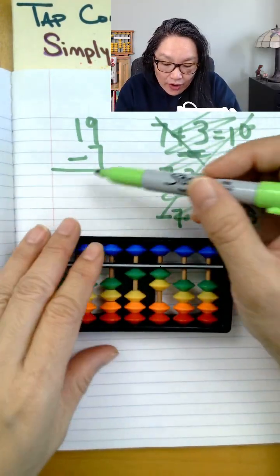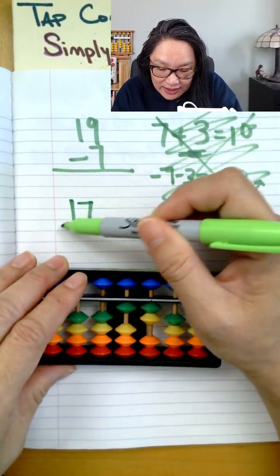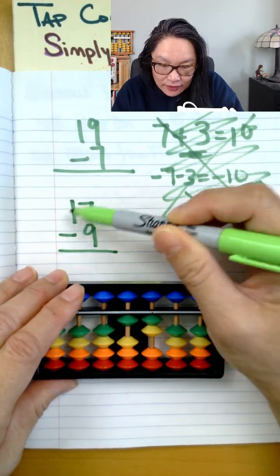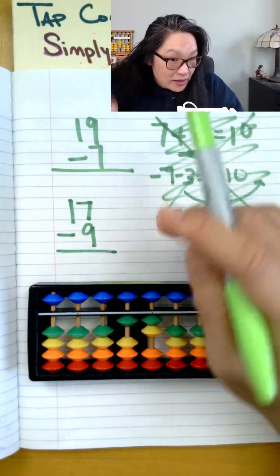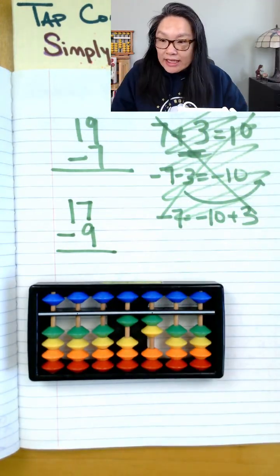But then, obviously it's different when you do 17 minus 9, right? Because now we're dealing with, there's not enough beads. We got to go to the next one. Okay, so we can continue on.